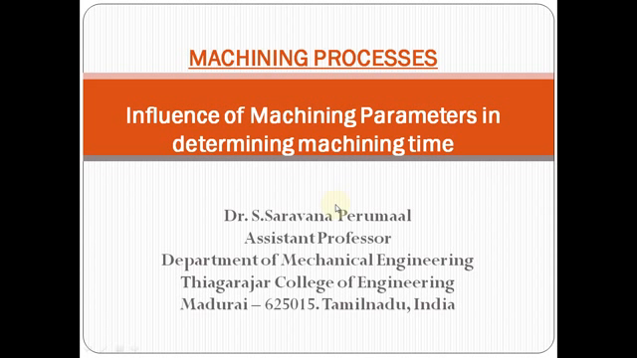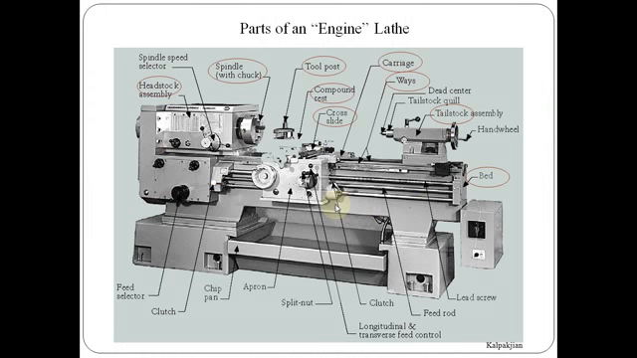Good morning. This course is on machining processes, and the topic is the influence of machining parameters in determining the machining time. In earlier classes we have seen the construction of different engine lathes, which have a headstock giving it power, and the chuck holding the workpiece. The tool and the cross slide help you to move the tools, the carriage, base and bed support it, and the tailstock also supports the workpiece.